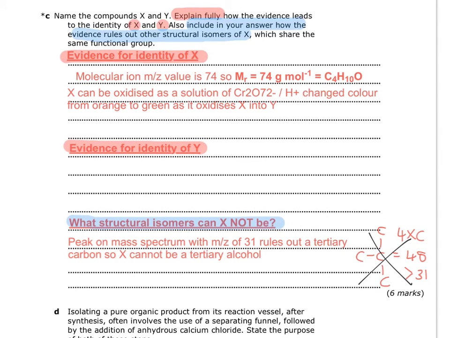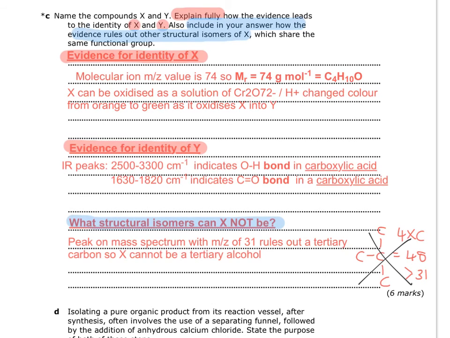So the next piece of information is that X can be oxidized. So therefore we can now rule out certain possibilities. We need to start looking at the infrared spectrum now. And the infrared spectrum tells us two things. So that tells us very strongly, the IR spectrum, that Y is going to be a carboxylic acid. So if it's a carboxylic acid, that means that what would oxidize into a carboxylic acid? So what would X be? X can be a primary alcohol or an aldehyde.